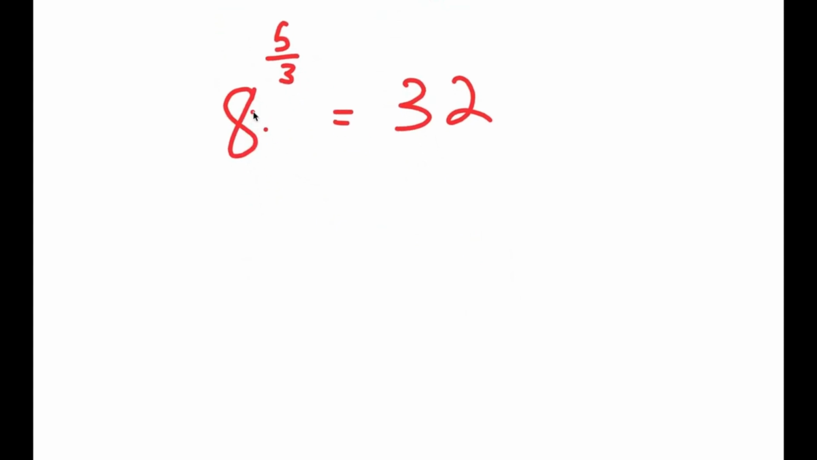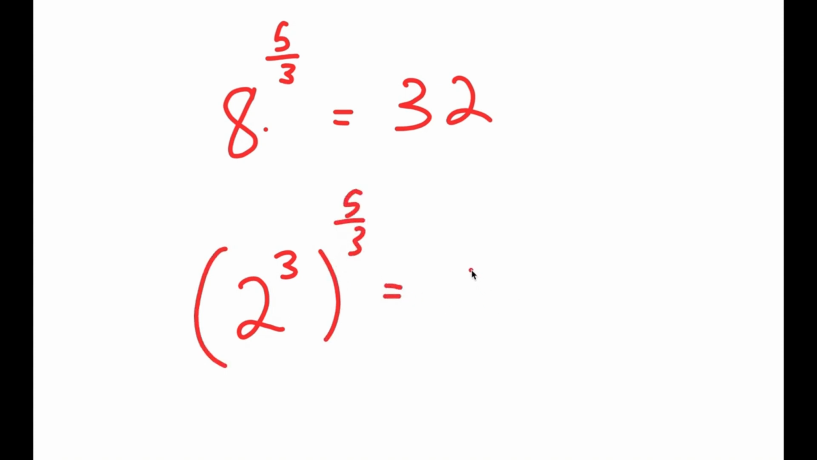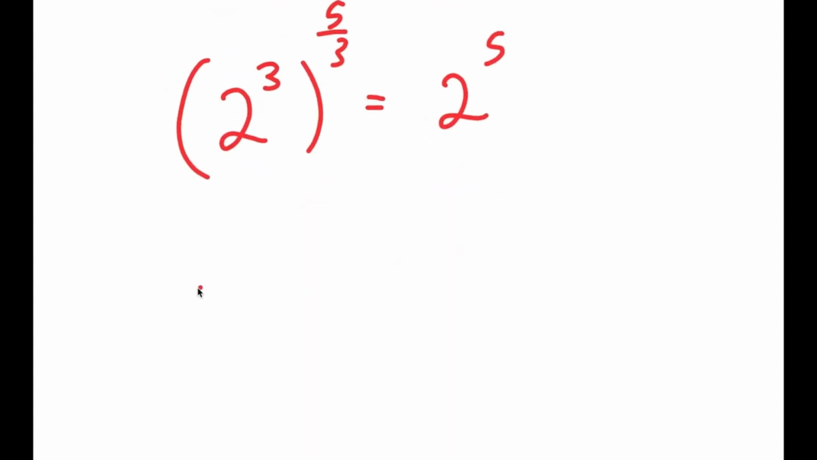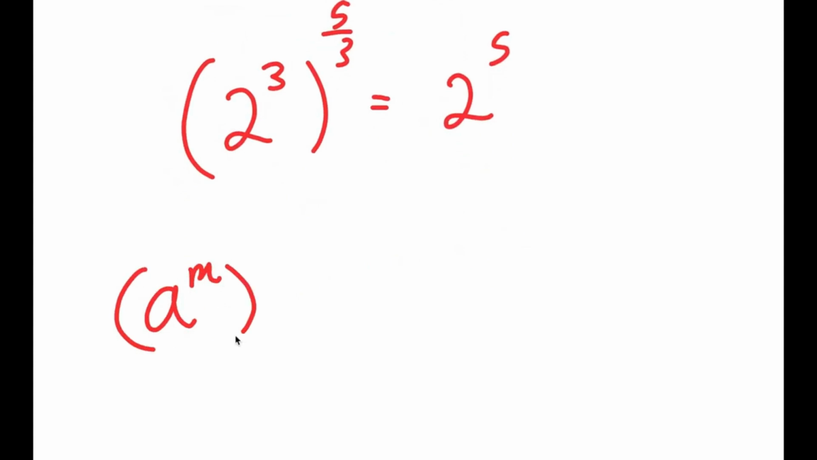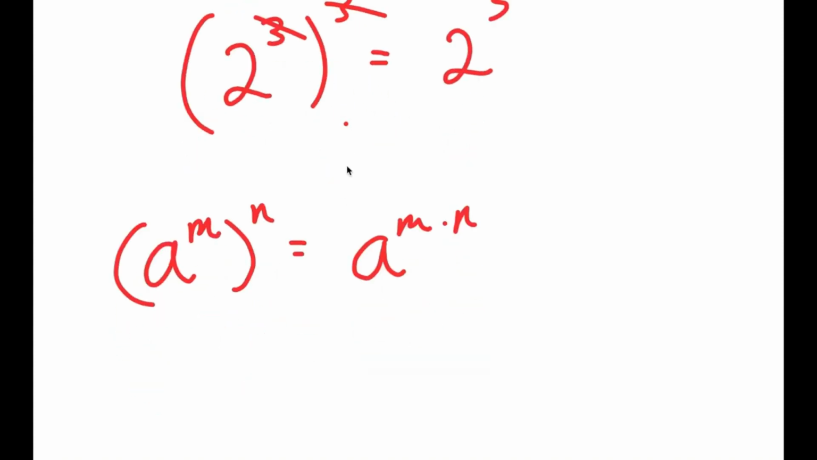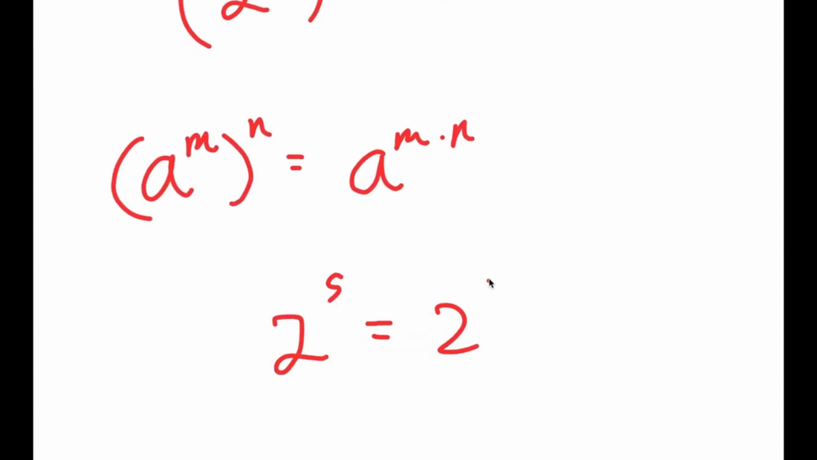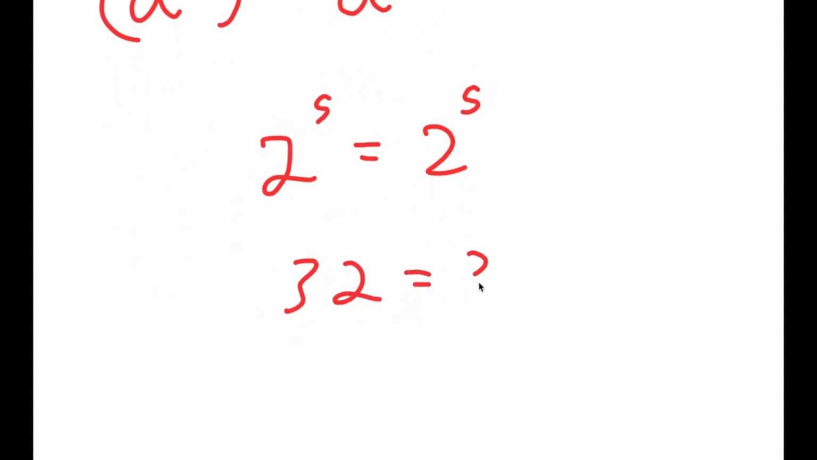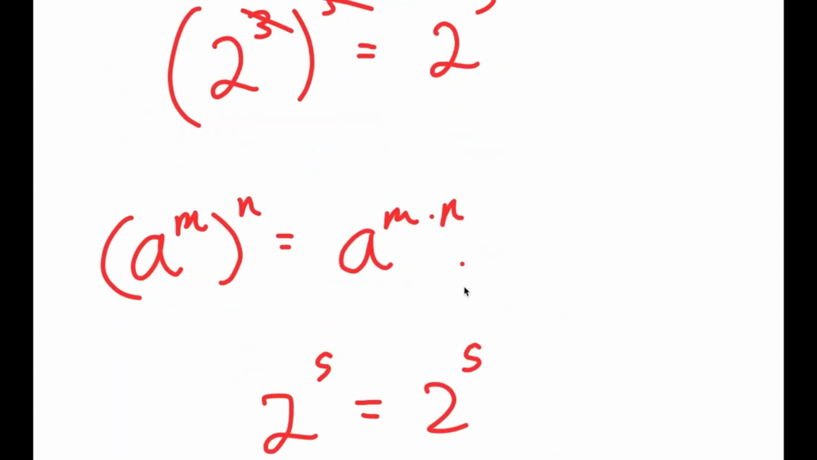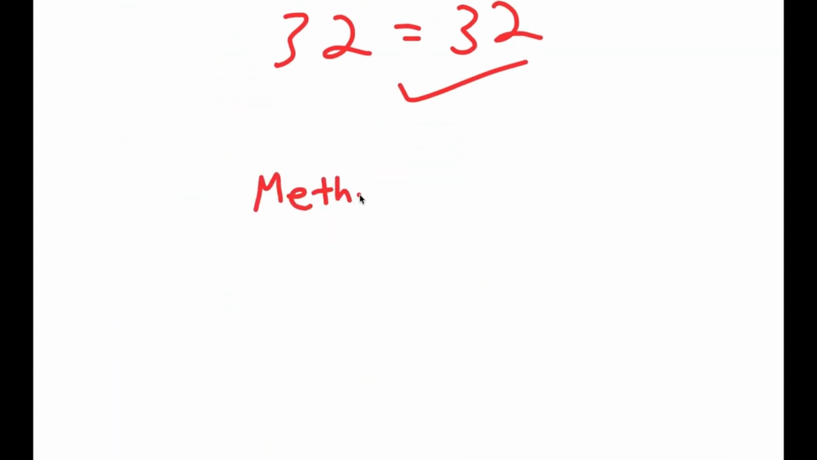Now, 8 is the same thing as 2 to the power of 3. So I get 2 to the power of 3 to the power of 5 over 3 is equal to 32, and 32 is the same thing as 2 to the power of 5. And if I have something in the form a to the power of m to the power of n, this is equal to a to the power of m times n. So these two 3's cancel out, and I get 2 to the power of 5 is equal to 2 to the power of 5, or this is the same thing as 32 is equal to 32. This is right.